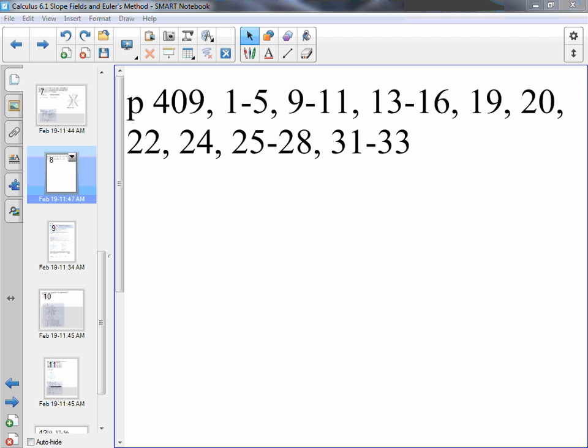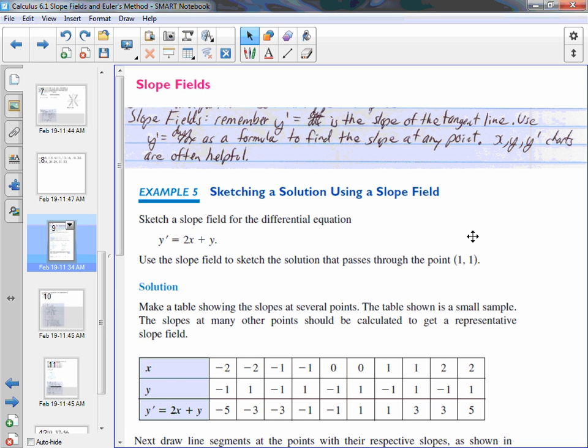Let's take a look at slope fields. So we're going to look at example 5 in the book on page 407. Now, we've dealt with slope fields before, so we're coming around to it again. And this time, we're going to make our own.